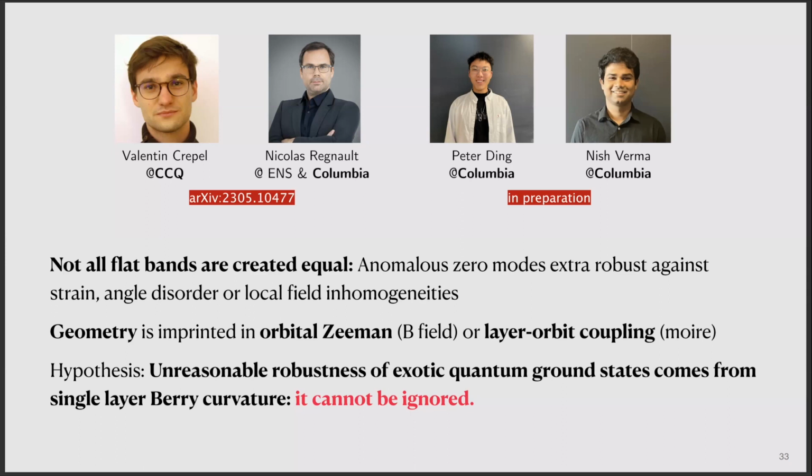And one thing that I think is kind of beautiful in all of these materials that we have seen, all of these exotic phases, is that they all happen around the K-valley. You always have a lot of geometry around the K-valley. And I believe that this additional contribution of the single layer geometry is actually extremely important to stabilize these exotic phases. And yeah, the layer-orbit coupling work is done with Valentin Crépel at CCQ and Nicolas Regnault, who was visiting at Columbia for a year.